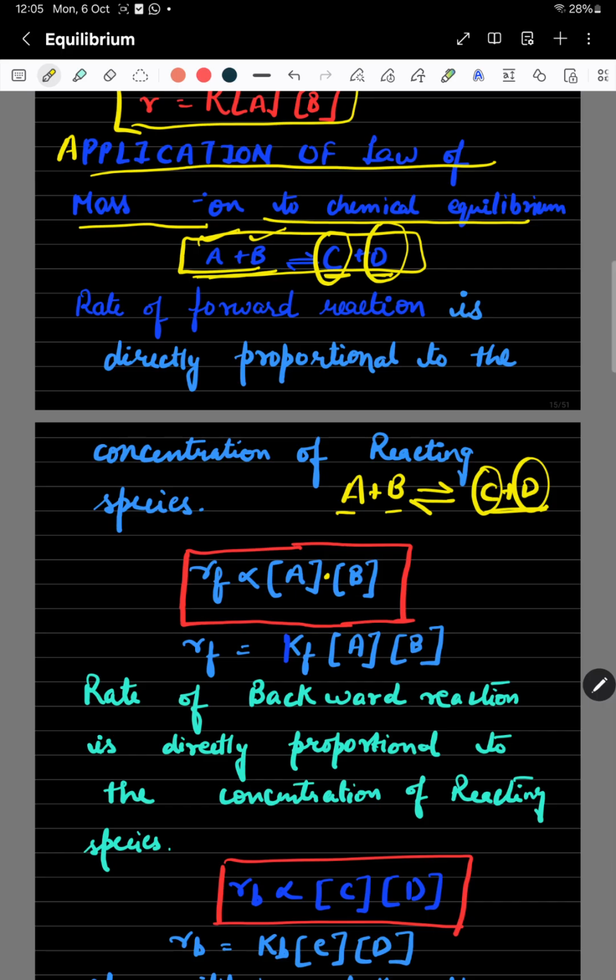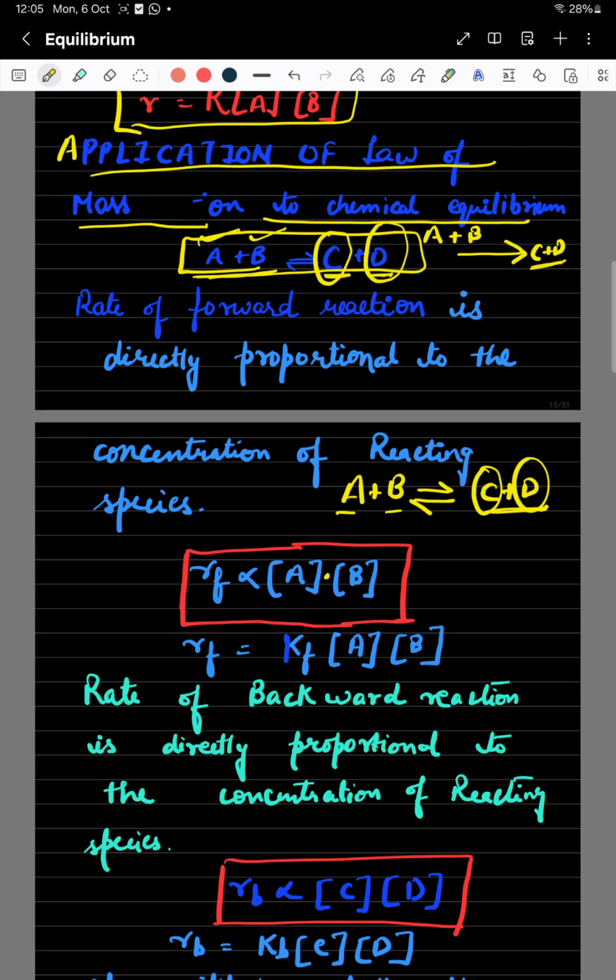This is a reversible reaction. Firstly, let us talk about the forward reaction. In the forward reaction, A and B react and produce C and D. So this is my forward reaction. So what is the speed of the forward reaction?